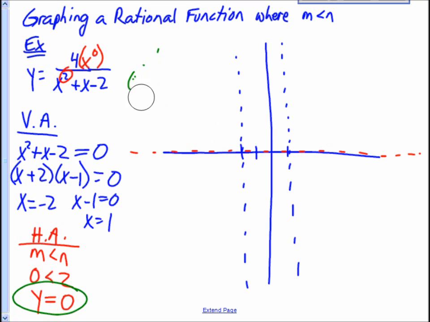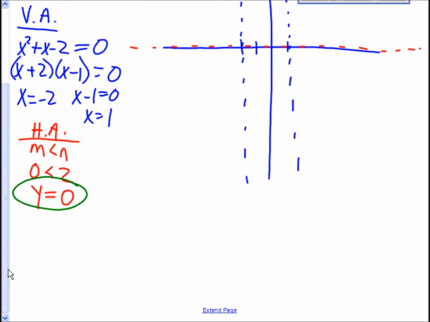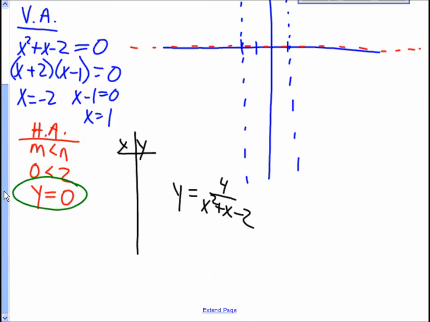And now from here, you're just point plotting. You just plug in some points. So let's do that. We have an XY table, and we have y equals 4 over x squared plus x minus 2. Is that what it was again? Yeah, 4 over x squared plus x minus 2. So let's plug in some values to the left of that -2 vertical asymptote, like -3, -4, -5, a few of these, till I start seeing a pattern. So we plug those in one by one.